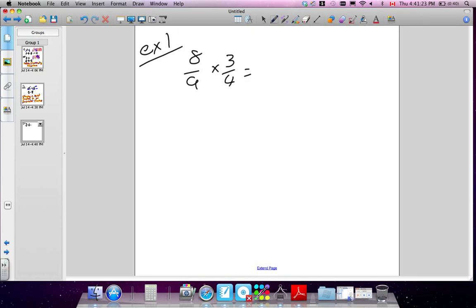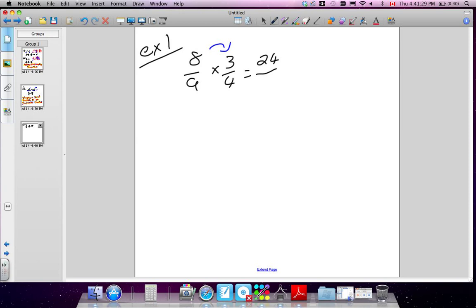So in this instance, 8 times 3 is what? 24. That's right, so our top number is 24. And 9 times 4? 36. That's right. So I have 24 over 36. Can I reduce this fraction? Yeah, you can. So let's try to reduce it quickly.